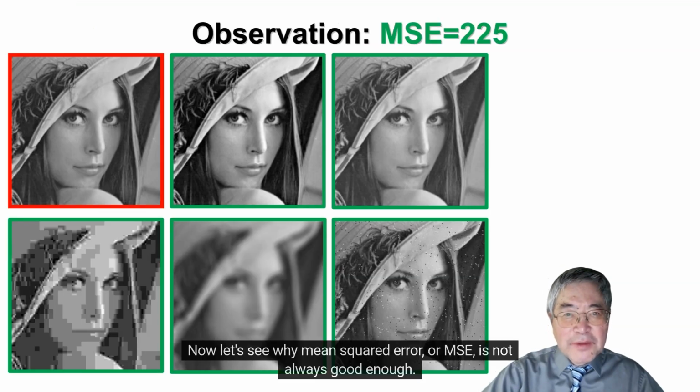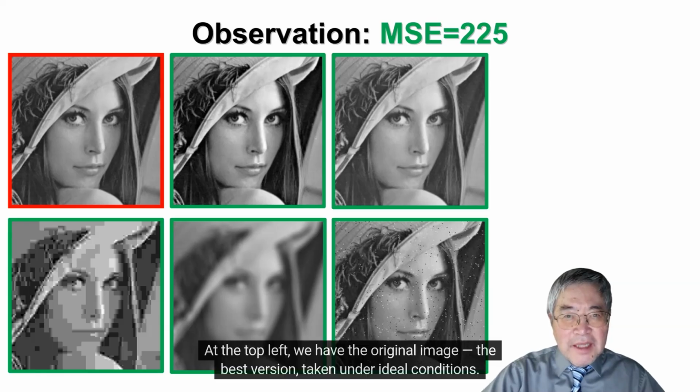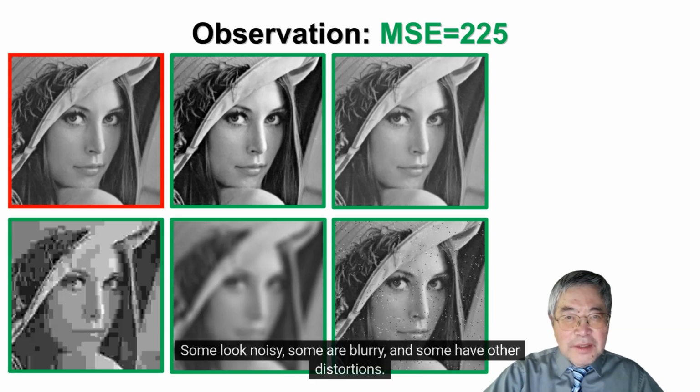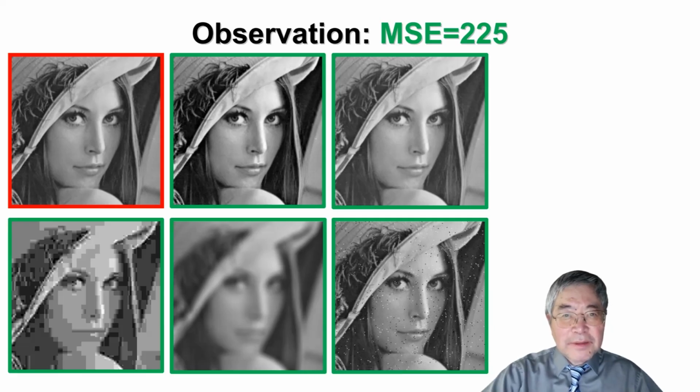Now let's see why mean squared error, or MSE, is not always good enough. At the top left, we have the original image, the best version taken under ideal conditions. Below it, you see 5 different degraded versions of the same image. Some look noisy, some are blurry, and some have other distortions. Clearly, to the human eye, these images do not look equally good.